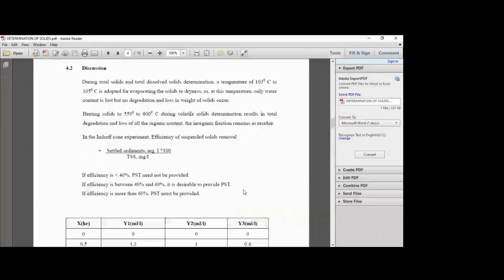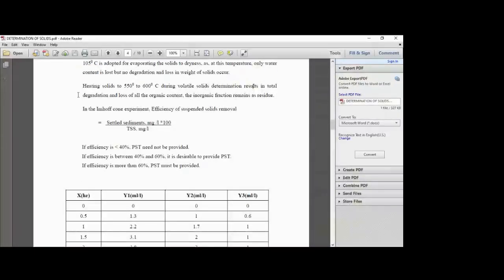So here, during the total solids and total dissolved solids determination, a temperature of 103 degrees Celsius to 105 degrees Celsius is adopted for evaporating the solids to dryness. Now, why has this temperature been adopted? Because at this temperature, only the water content is lost, but no degradation and no loss of the weight of the solids would occur. It is only going to evaporate the water, and the volatile solids will remain untouched, right? So this temperature is adopted because of that criterion.